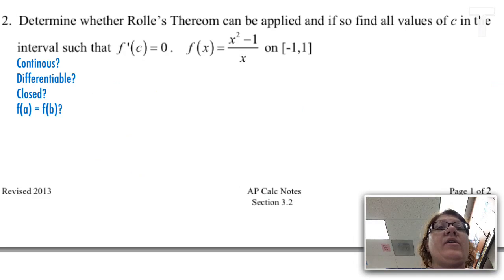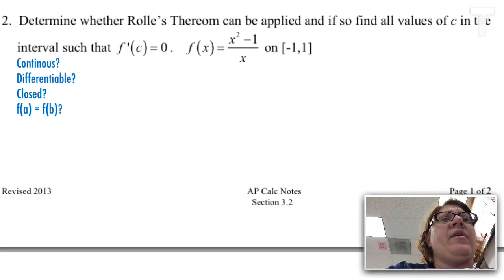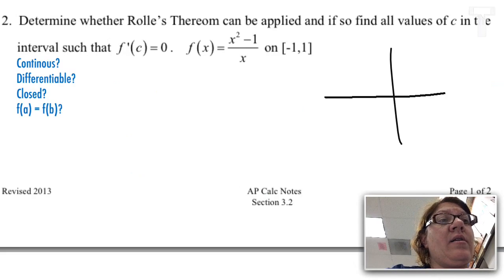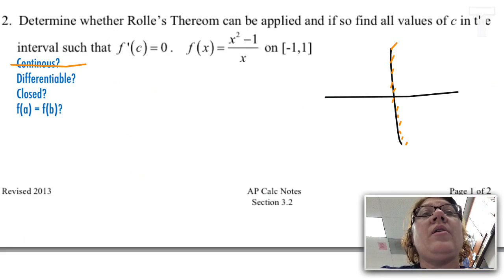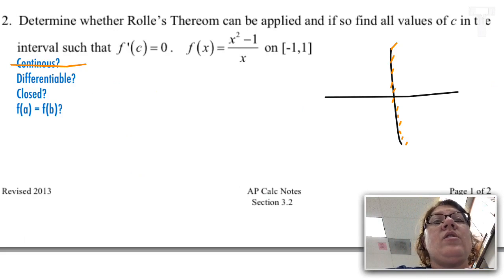So again, I want to check to see whether Rolle's theorem can be applied. And so I check. Ooh, I have to think about what this graph looks like. I think there's a vertical asymptote right at 0. Uh-oh. You know what that means? It's not continuous. That's good because I spelled it wrong again. I'm missing an extra L.